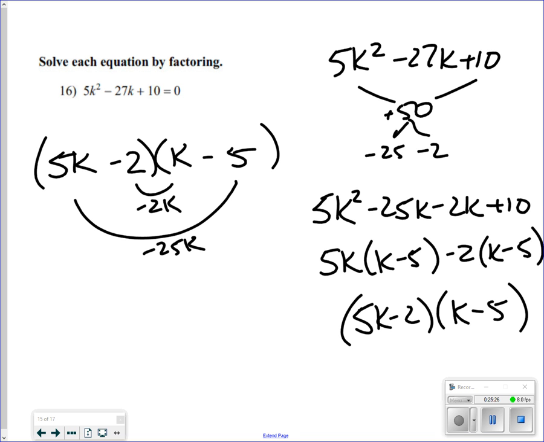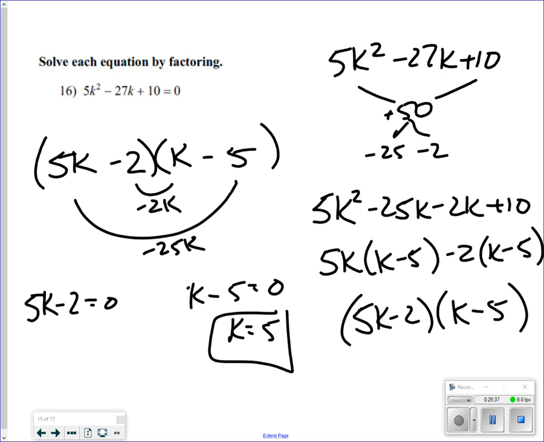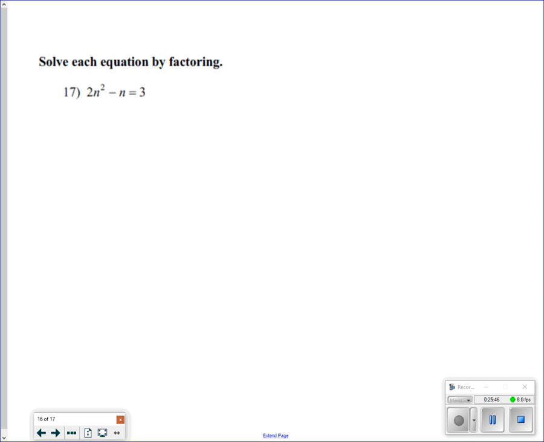So again, I got the exact same answer doing it two different ways. Set the factors equal to 0 and solve. So I get k to equal 2/5, k to equal 5. A couple more examples left.